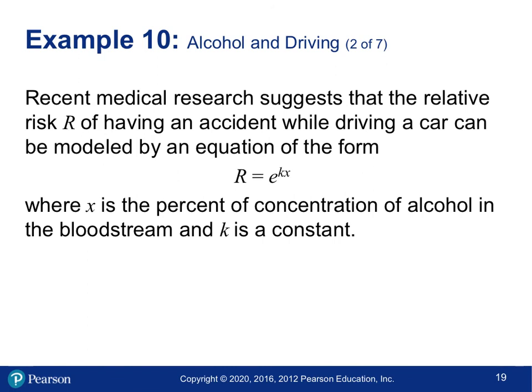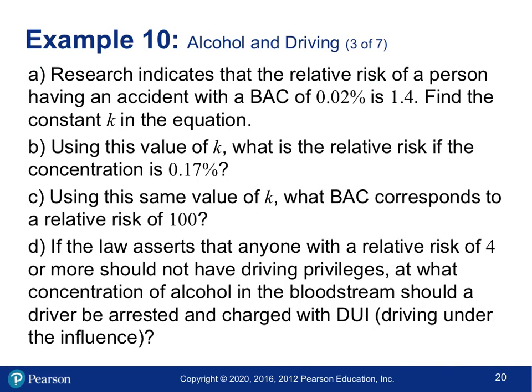Okay, so recent medical research suggests that the relative risk R of having an accident while driving a car can be modeled by this equation. x is the percent of concentration of alcohol in the bloodstream. k is a constant. All right, this is going to be an interesting problem. So they want us to find k for part A.